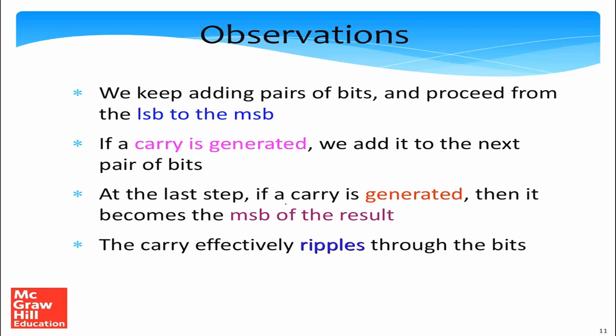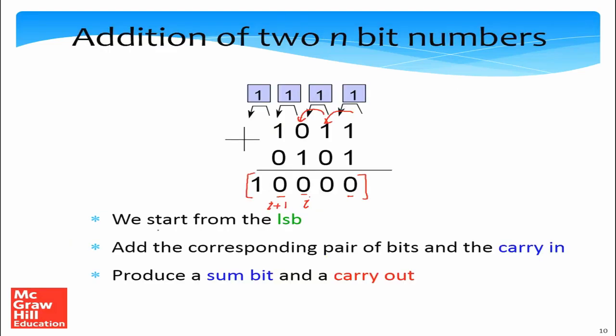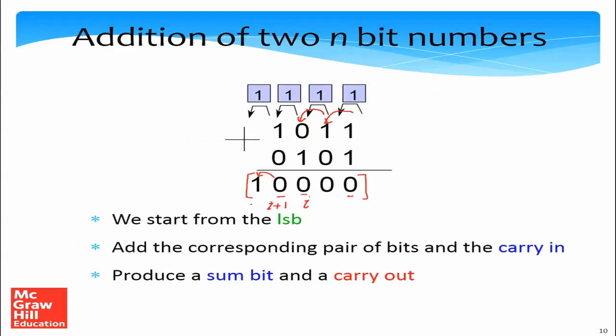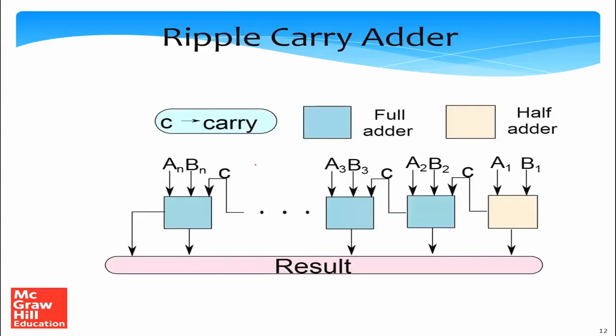Some quick observations are due. We need to keep adding the pairs of bits and proceed from the LSB to the MSB. If a carry is generated, we add it to the next pair of bits. And at the last step, if a carry is generated, as you see here, it essentially becomes the most significant bit, the MSB of the result. So the carry effectively ripples through the bits.